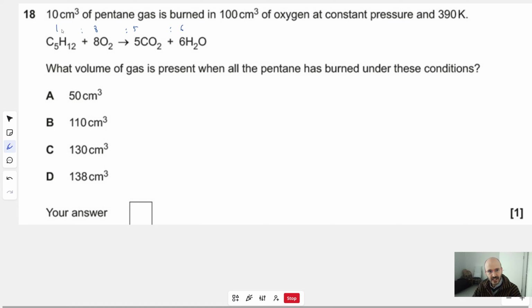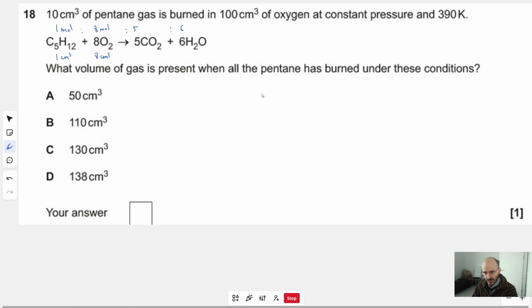As in, you could say 1 mole of pentane reacts with 8 moles of oxygen, but you could say the same for volume, so 1 cm³ reacts with 8 cm³.